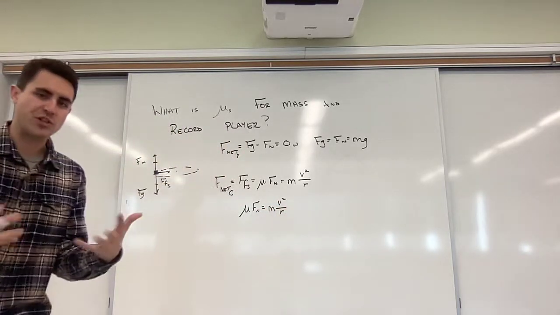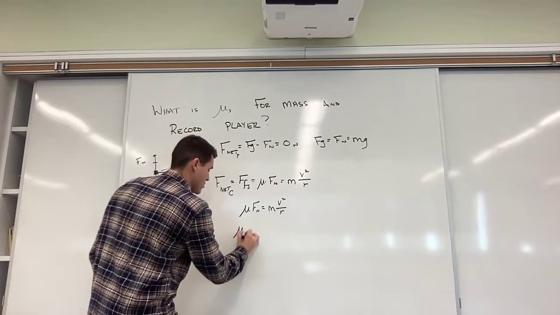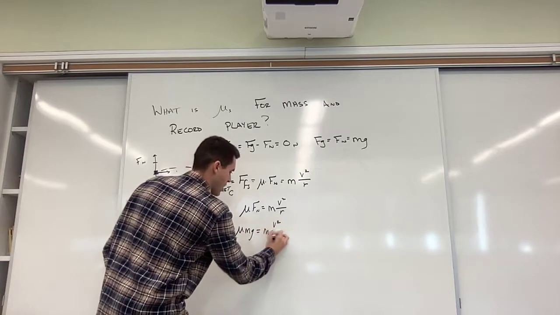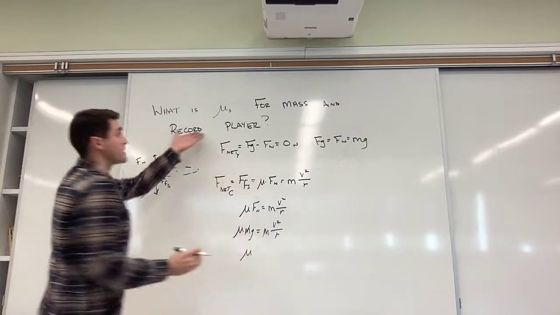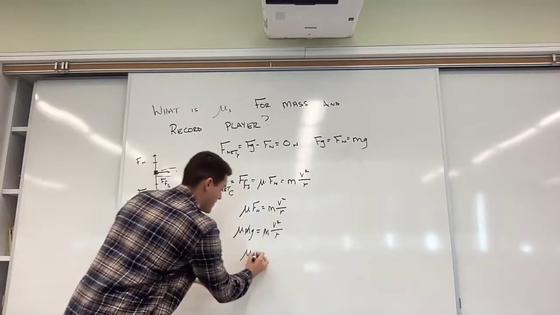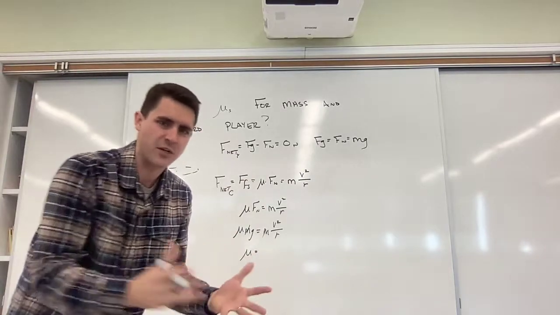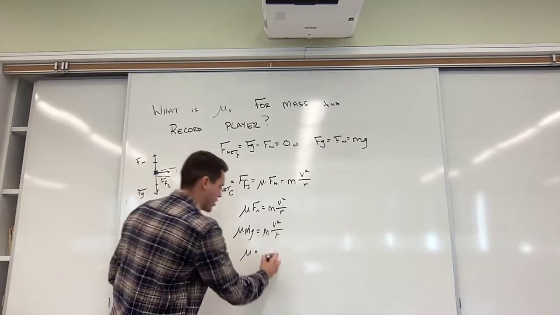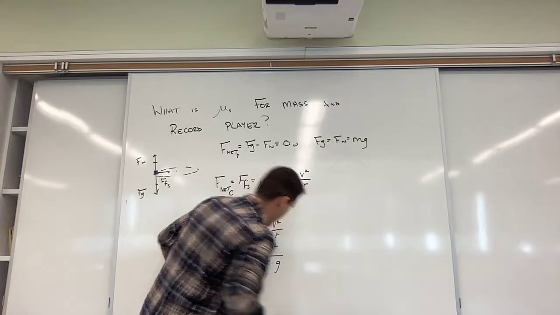I can continue to expand this because I know that Fn equals mg. So let's go mu mg equals mv squared over r. Well, masses will drop out. If my goal is to find the coefficient of friction, then my equation had better be in terms of coefficient of friction. So let's find out what the coefficient of friction is dependent upon. Coefficient of friction is v squared over r times little g.